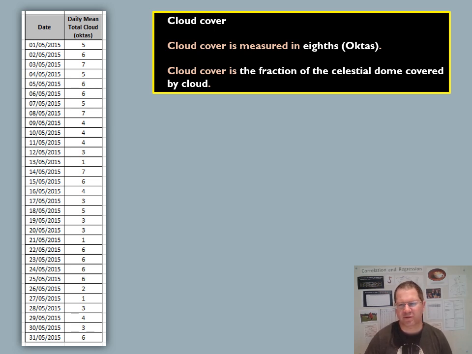So 0 cloud cover basically means that there is no cloud cover at all, whereas 8 would mean that it was completely cloudy and nothing else would be able to get through. And as you can see from the column, on the 1st of May, the daily mean total cloud cover was 5, which corresponds to 5/8 of the celestial dome covered by cloud, and so on. But as I say, the most important thing probably about this set of data is that it is discrete.